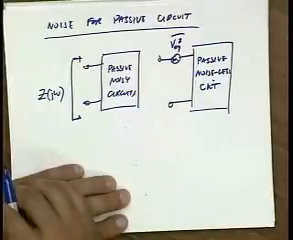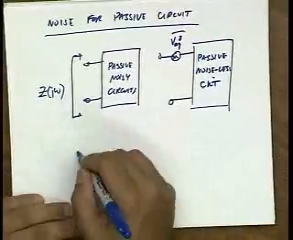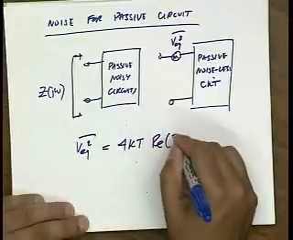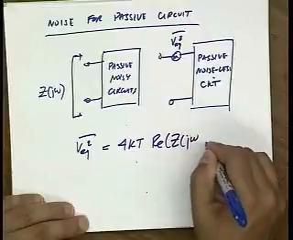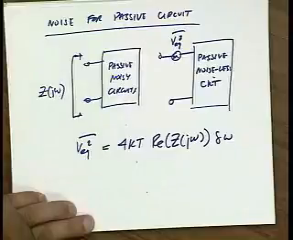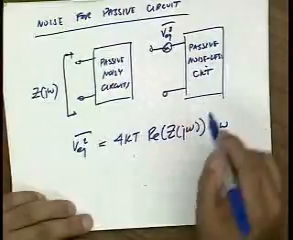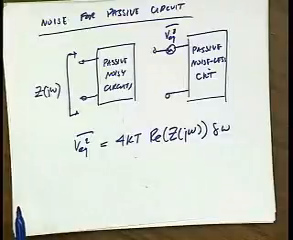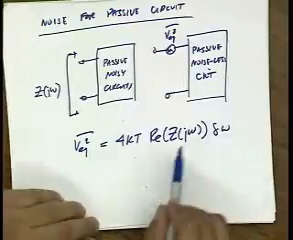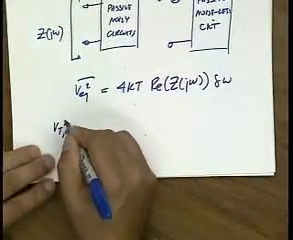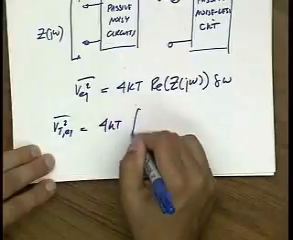Let's call that V equivalent. Okay? And the spot noise for V equivalent is 4kT, the real part of Z of j omega times delta omega. And if I do basically a shunt noise, I would take the real part of Y of omega, or the admittance. Okay? So this is just the spot noise. This is a noise at one particular frequency. If I want the total noise, I have to integrate over the band of interest.